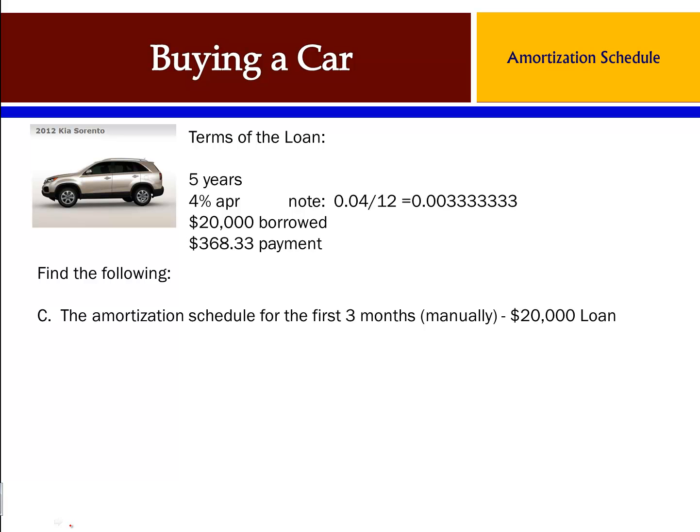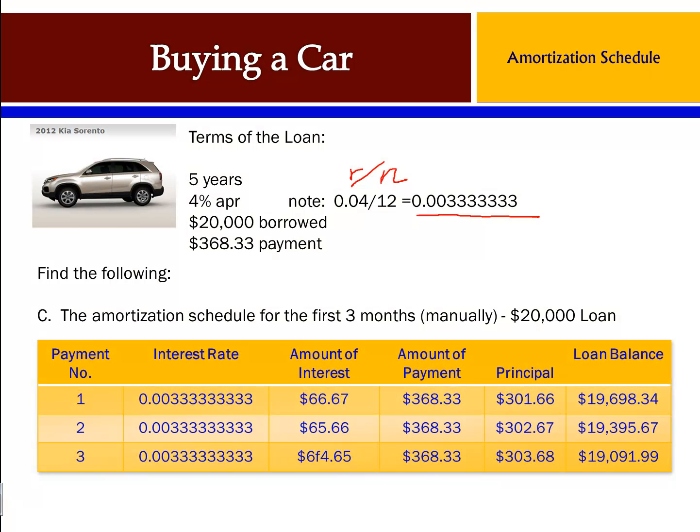So now we're going to have to find the amortization schedule for the first 3 months, and we're going to do this manually. And so here we've got R divided by N. That's the rate divided by the number of payments. And I've made a note what that value is because you're going to see it in the amortization chart that I'm providing to help you understand how this is done. So I've provided a little more detail than you may see in some of the book examples or some of the other examples online. And I'm doing only 3 payments.